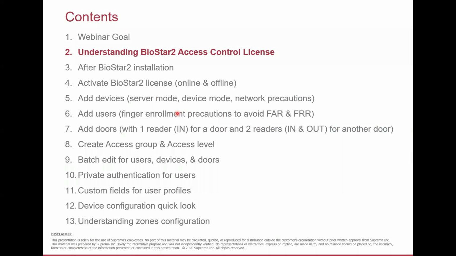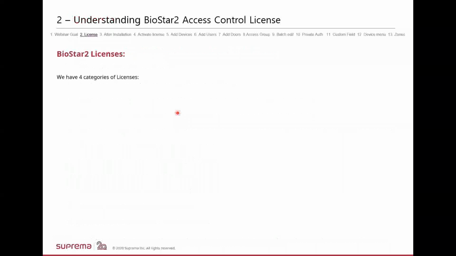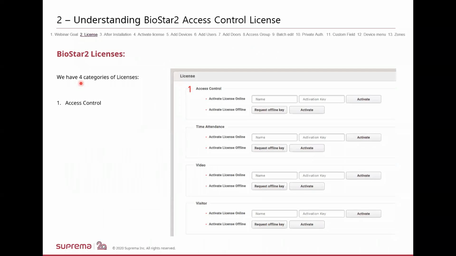So let's start with understanding the BioStar 2 access control license. Actually, we have 4 categories of license. Some people are confused about it, but we have 4 categories. The first one is access control license, the second one is called time attendance, the third one is called video, and the fourth one is called visitor management.